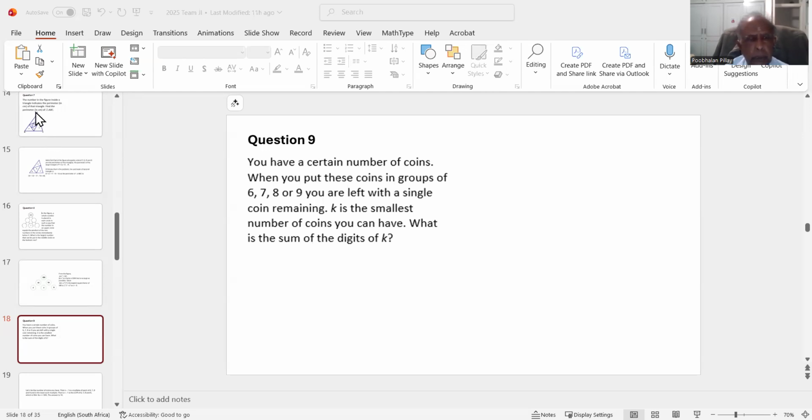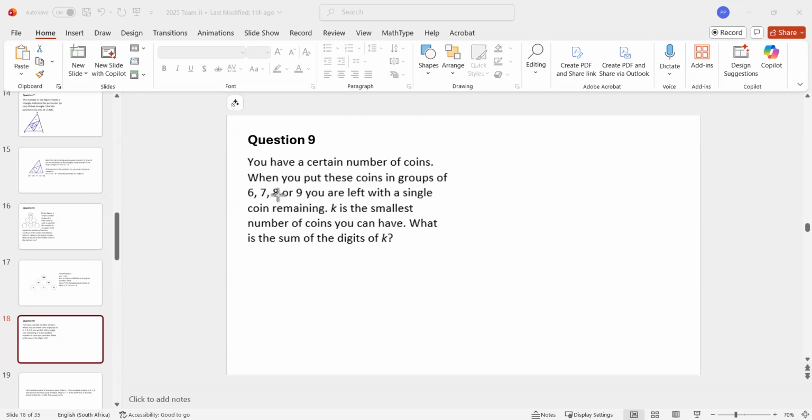So we go on to the next question, which is question 9. Question 9 reads: you have a certain number of coins. When you put these coins in groups of 6, 7, 8, or 9, you are left with a single coin remaining.